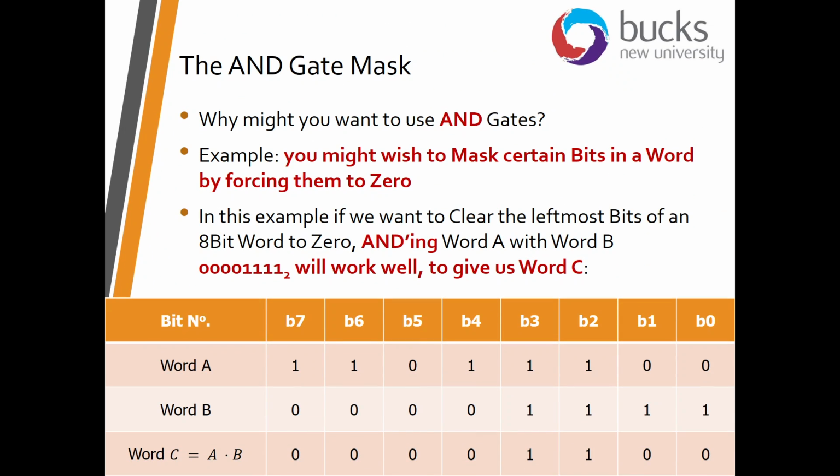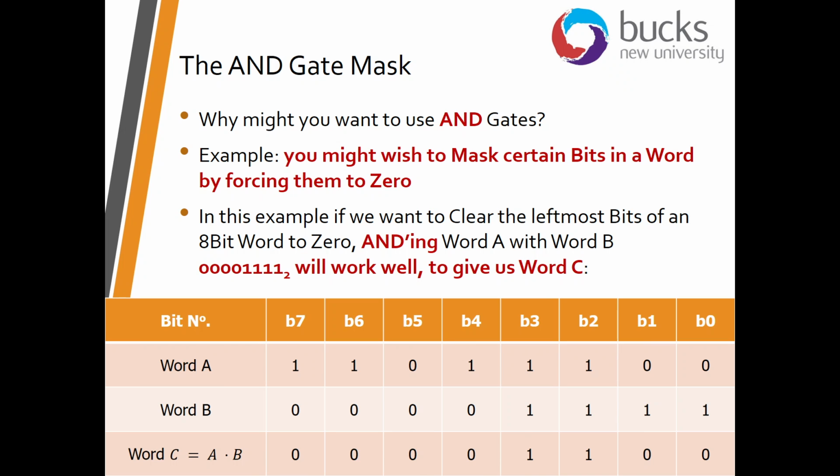So why might we want to use this type of logical AND gate, or any sort of logical operation like this? As an example, you might wish to mask certain bits in a word by forcing them to be 0. To do certain operations, functions or calculations, you might need to actually force certain bits to change and transform.